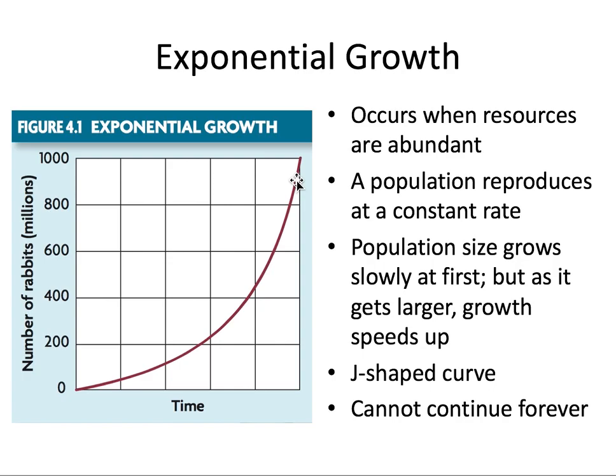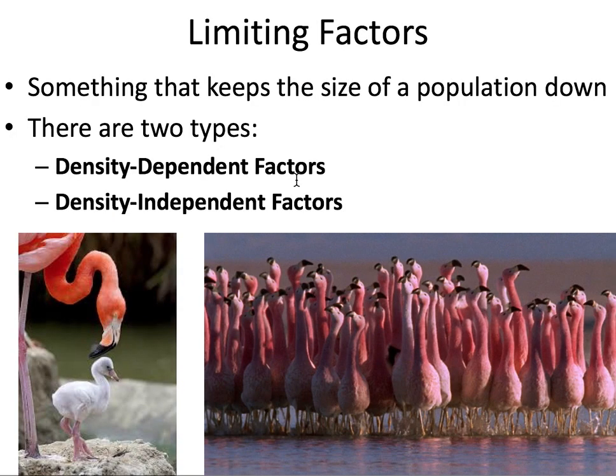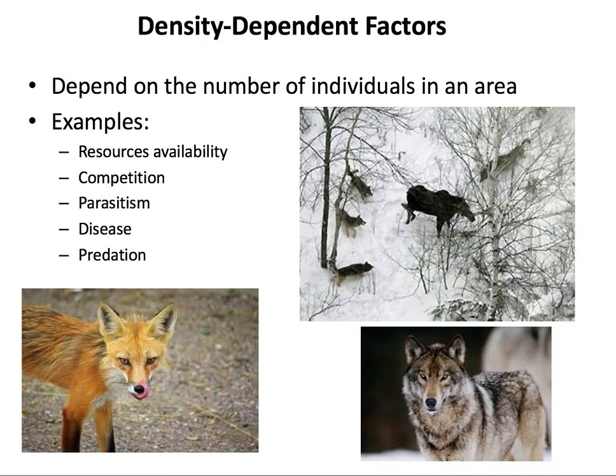However, this type of growth cannot continue forever. Why not? Because of limiting factors. Limiting factors are factors that keep the size of a population down. And there are two main types, density-dependent factors and density-independent limiting factors. So density-dependent factors depend on density. If you remember from the last lesson, density is the number of individuals divided by the area.